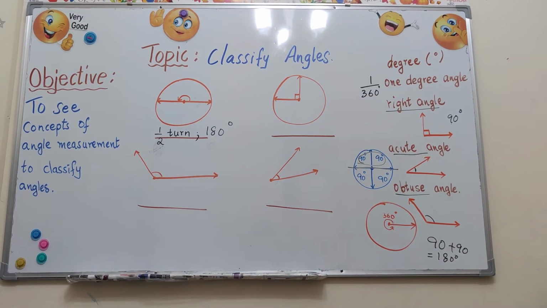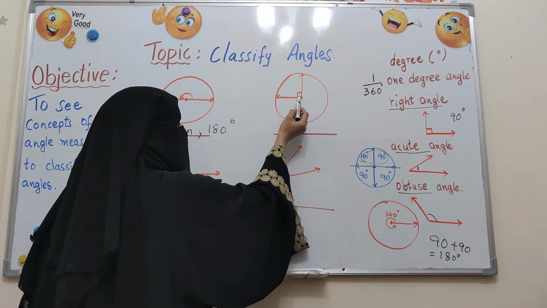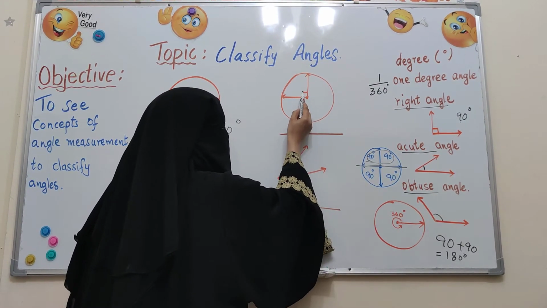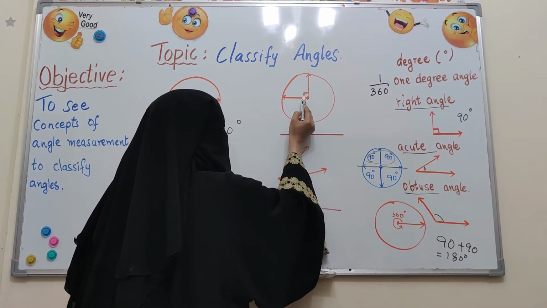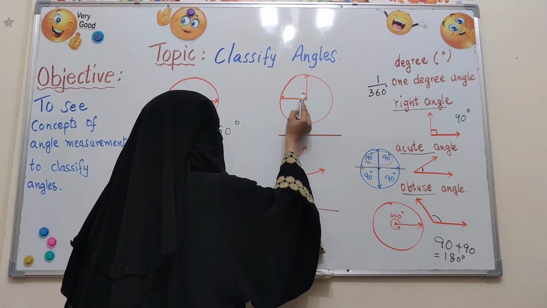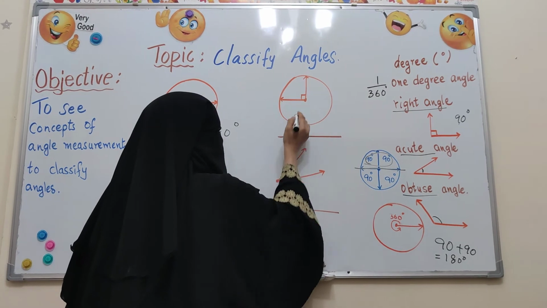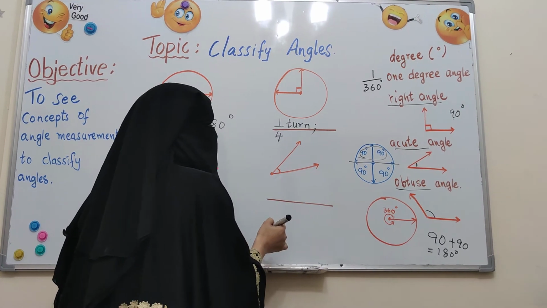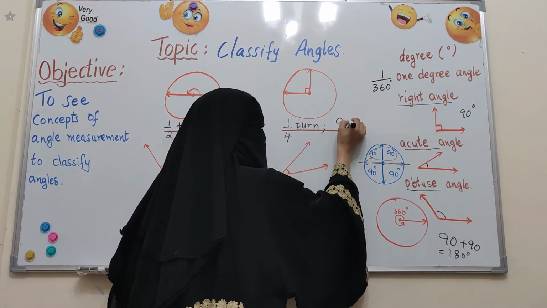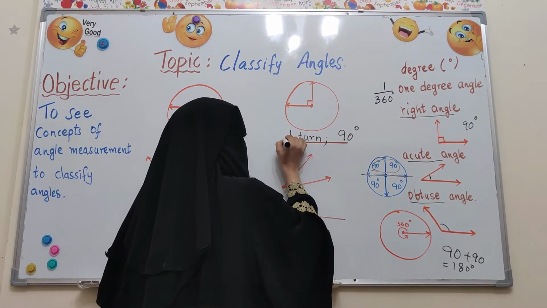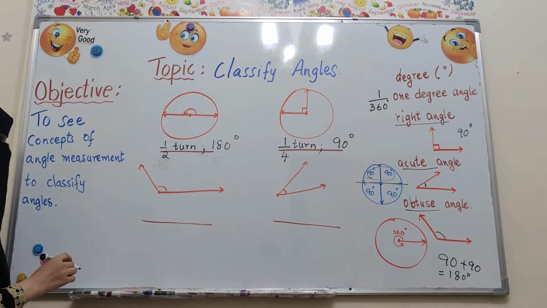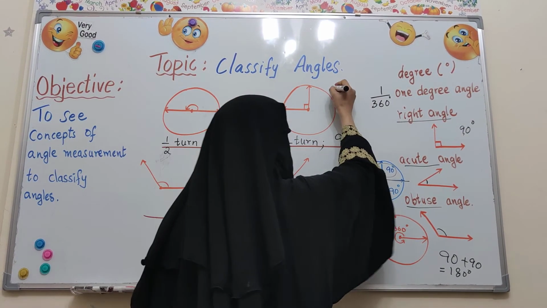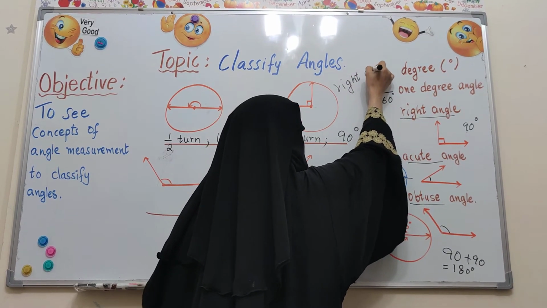What about the next one? This angle is called a right angle. That means a right angle measures, you see the square corner, this is the symbol. We should remember this is the symbol. Now this one is how much turn? 1/4 turn. And what about the angle? This one is 90 degrees. Now, what do you call this one? This is the right angle.